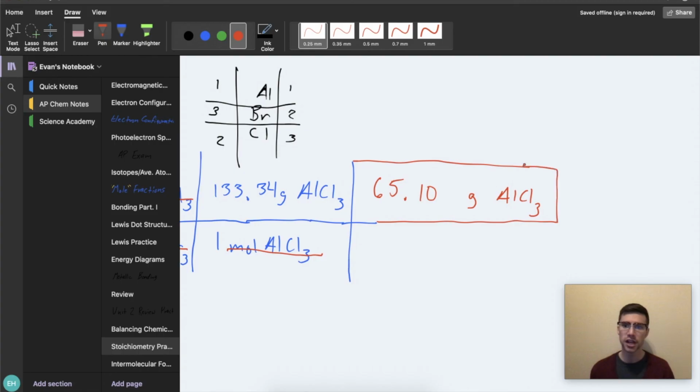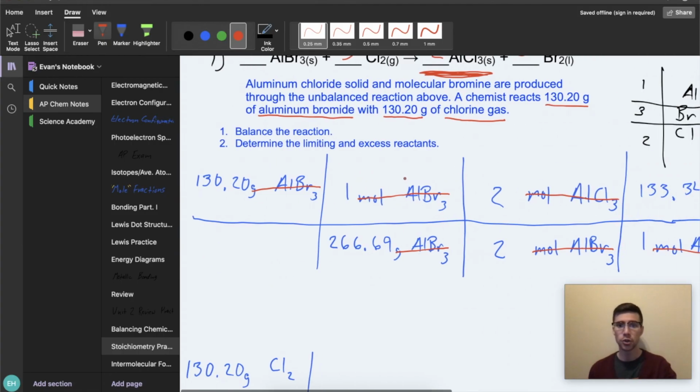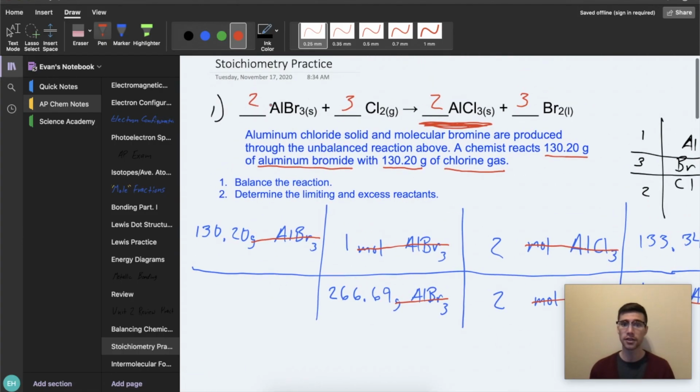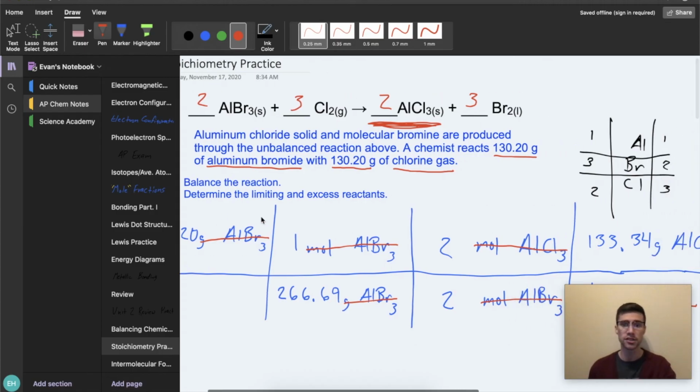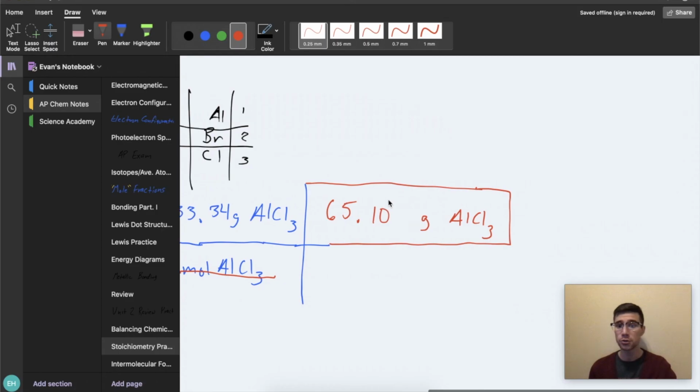Well, this value tells us if you are doing this reaction right here, okay, this balanced reaction, and if we only added 130.20 grams of aluminum bromide and we have excess chlorine, meaning there's so much of it, it doesn't even matter how much because we're definitely going to run out of the aluminum bromide first, that means that if we use up all 130.2 grams of this substance, then we will produce 65.10 grams of aluminum chloride, okay?